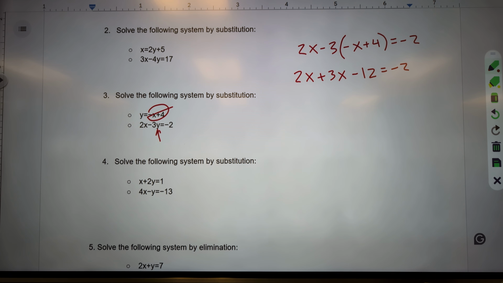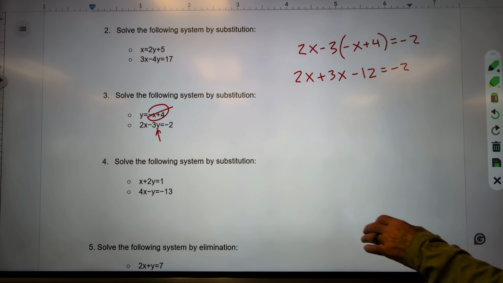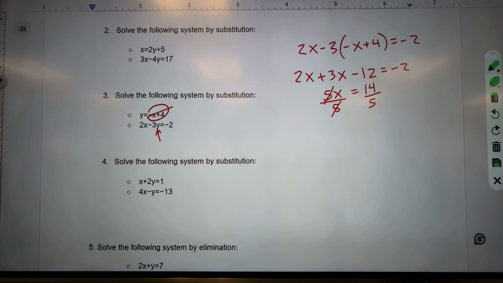Hopefully you went through a lot of those previous chapters on distribution and solving equations. I'm going to combine similar terms, 5x. Here I am subtracting 12. To get rid of it, I add 12 to both sides. Add 12 to both sides, 2 plus 12 is 14. Divide both sides by 5. These cancel, and x is equal to 14 fifths. It's a lot trickier one here.